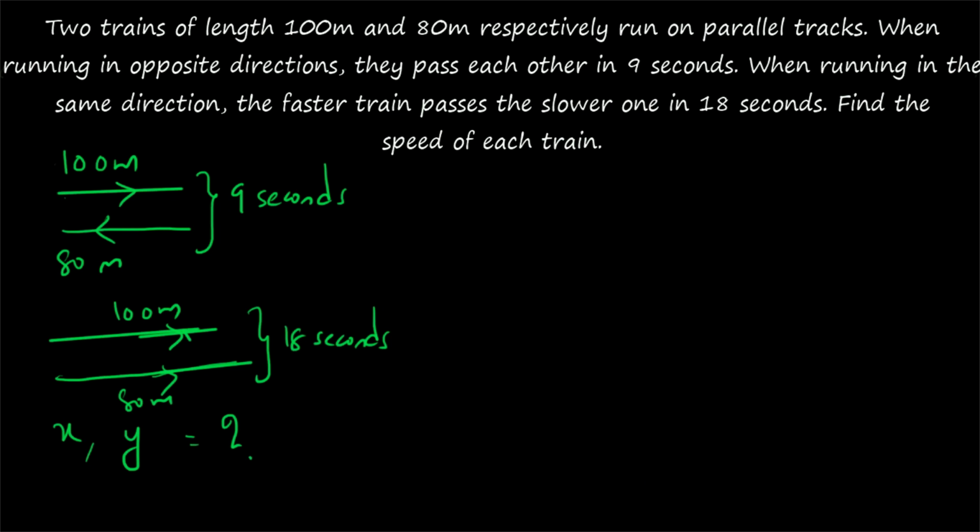So what is the total distance travelled? 100 plus 80 is equal to 180 meter. Both the trains are moving and both have to cross each other. When they are moving in the opposite directions they are crossing each other, and when they are moving in the same direction, the faster train is crossing the second train. So in both cases, the distance travelled will be equal to the sum of the lengths of the two trains. You have to add up the lengths to find out the distance travelled. So distance travelled is equal to 100 plus 80, which is 180 meter.